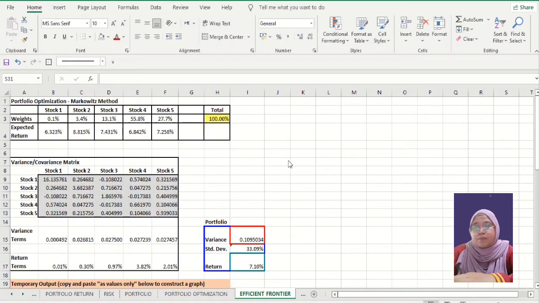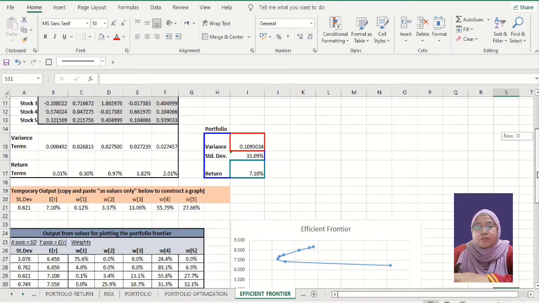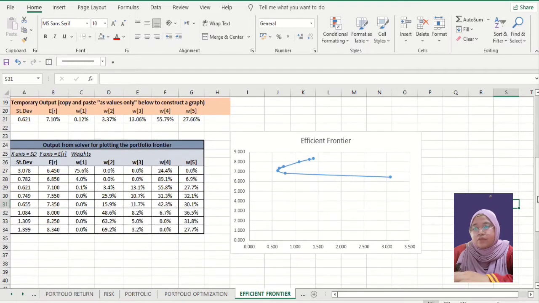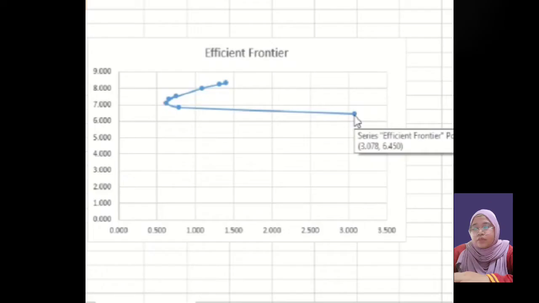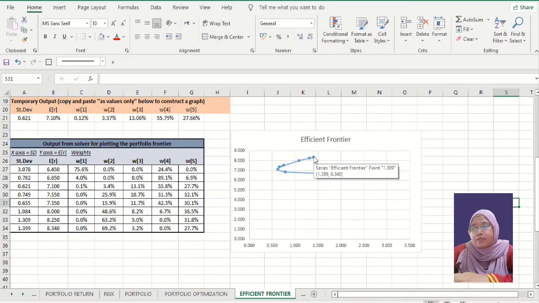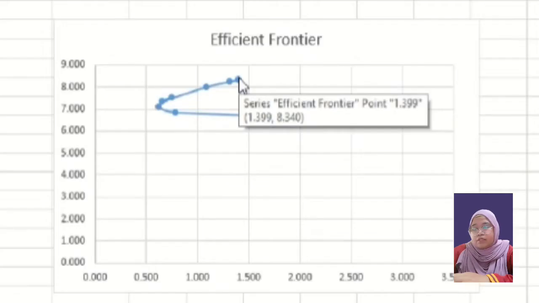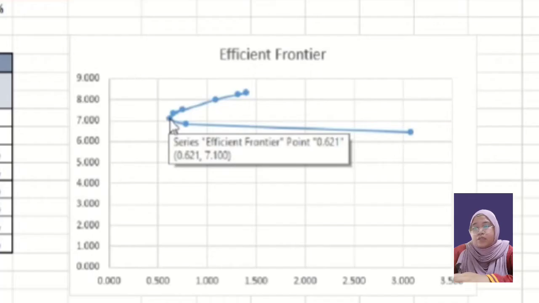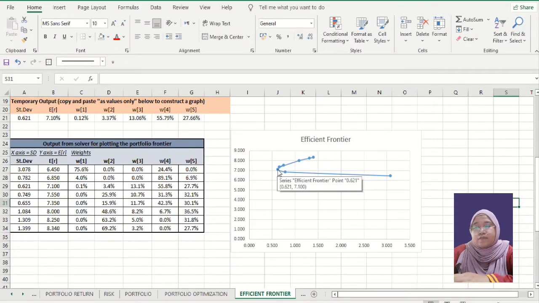So next, we will see the graph of the efficient frontier. Here is the table of the data that I calculated earlier using Solver, and this is the graph. As we can see here, the lowest return is 6.45 with the highest standard deviation, or risk, around 3.08, and the highest return is 8.34 with 1.40. The lowest standard deviation is 0.62 with the return 11.10.